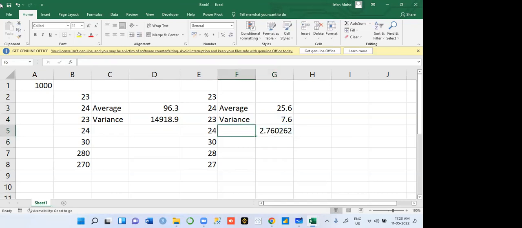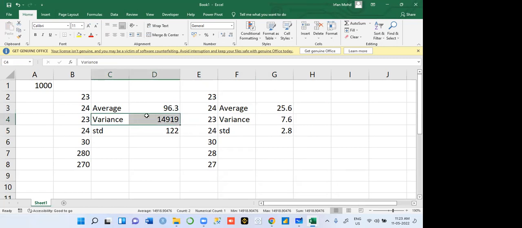If the variance is less, the mean will be more accurate. Mean will be more accurate. Clear? Guys, any question on variance and deviation?